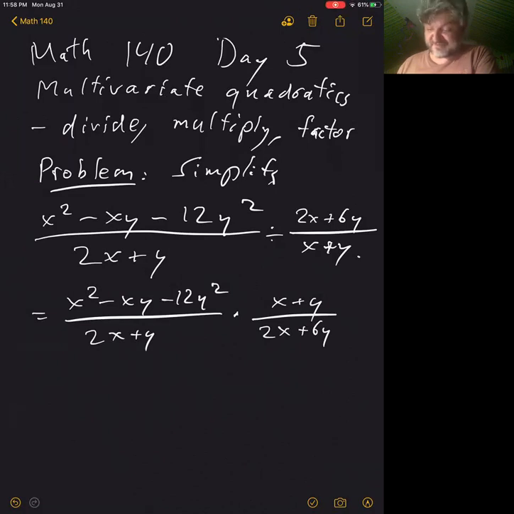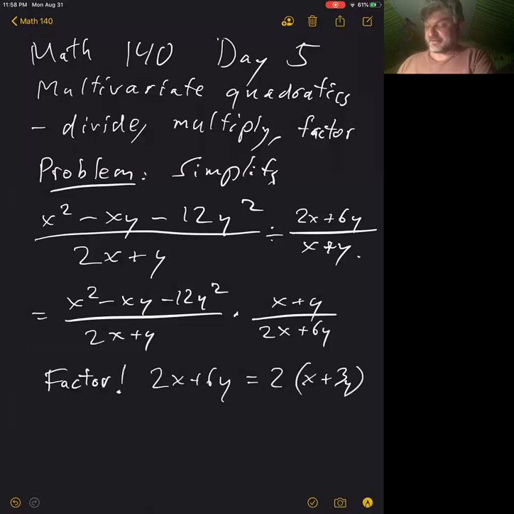How to simplify anything here? The answer is factor as much as possible. 2x plus y, can't do anything about that, so this one is good. x plus y, can't do anything about that. 2x plus 6y, that obviously has a factor 2 that we can pull out. Two times x plus 3y. And now the big one, the quadratic.